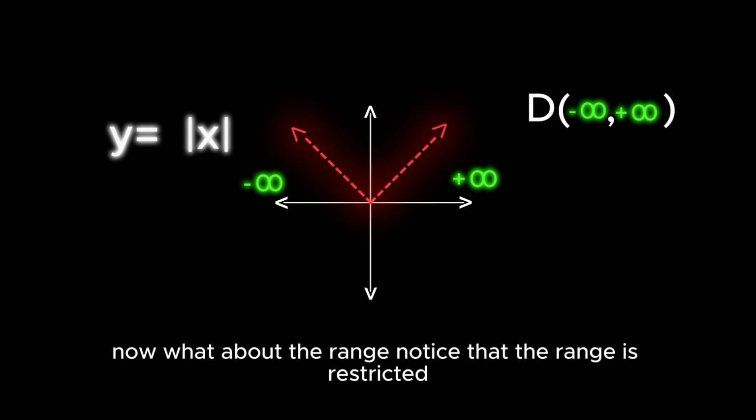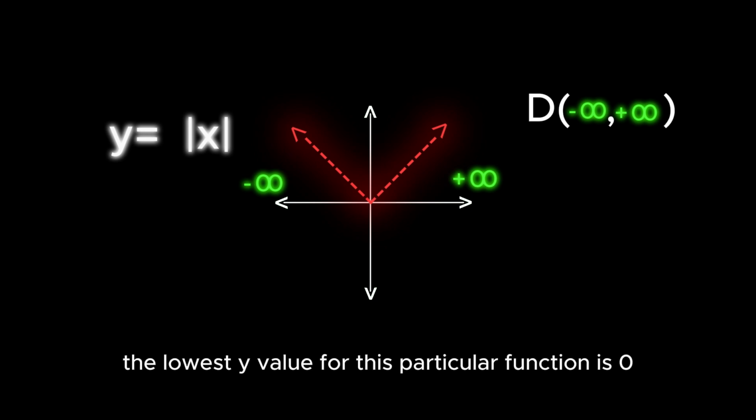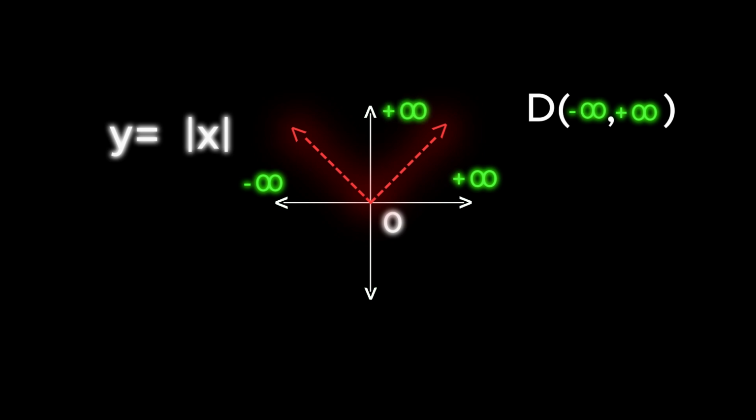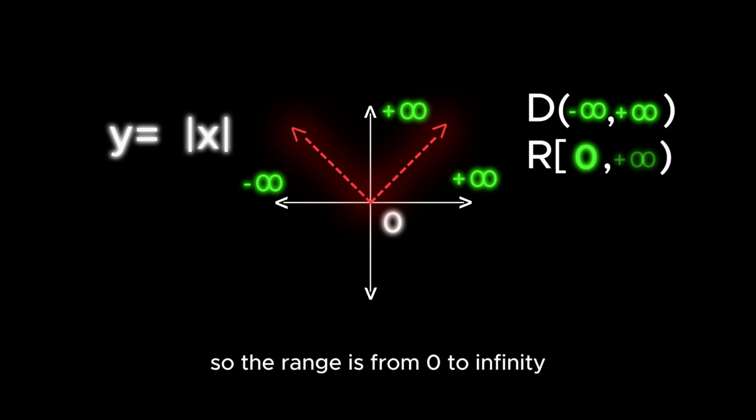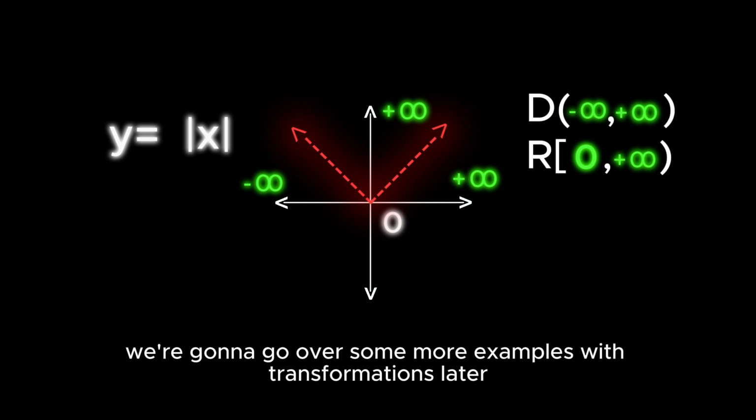Now, what about the range? Notice that the range is restricted. The lowest y value for this particular function is 0. The highest is infinity. So the range is from 0 to infinity. We're going to go over some more examples with transformations later.